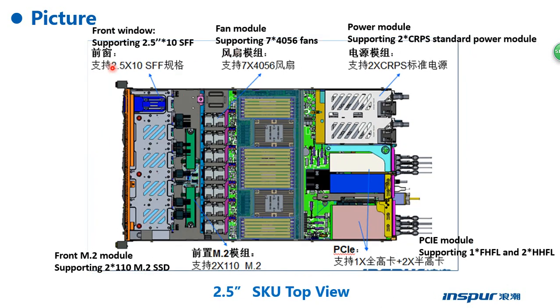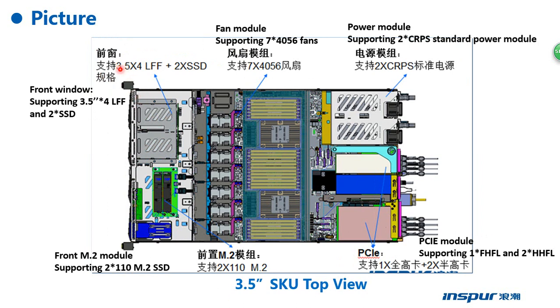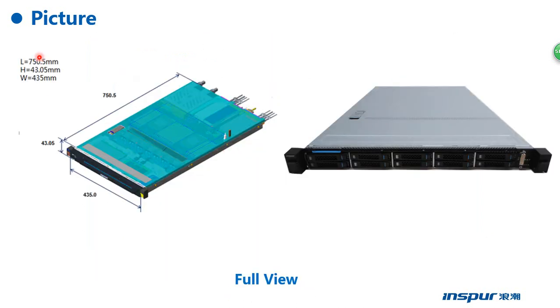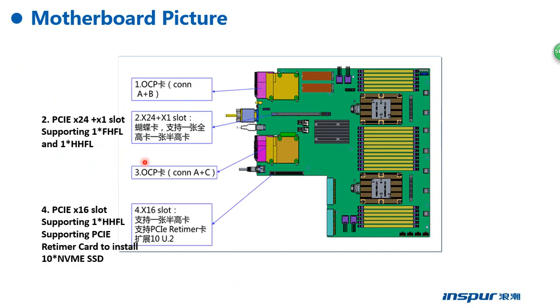This one is the 2.5 hard drive configuration. This one is the 3.5 hard drive configuration. The length and the height and the weight of the server. The motherboard picture.